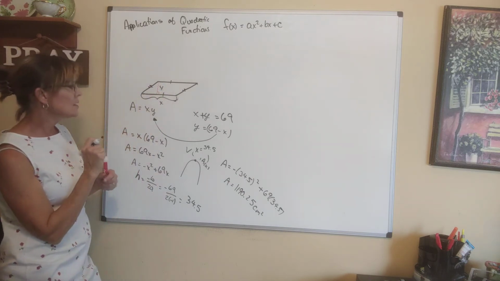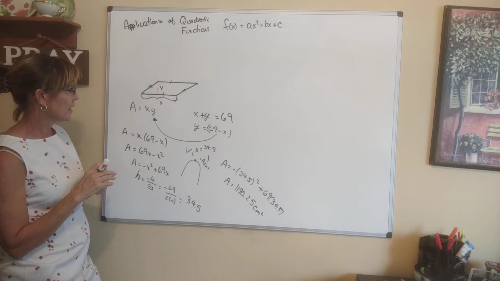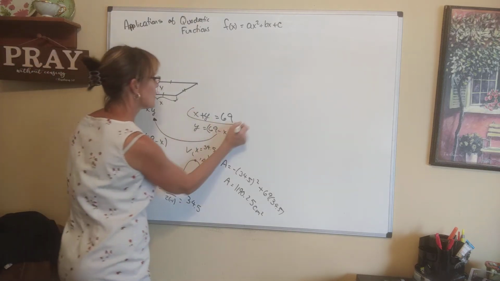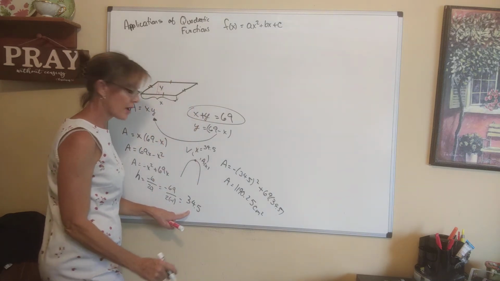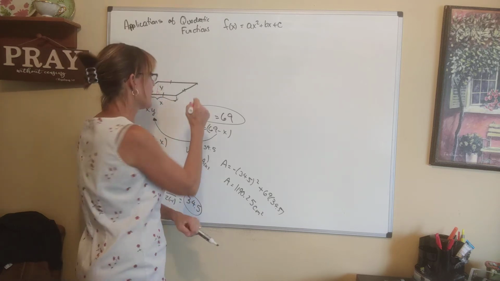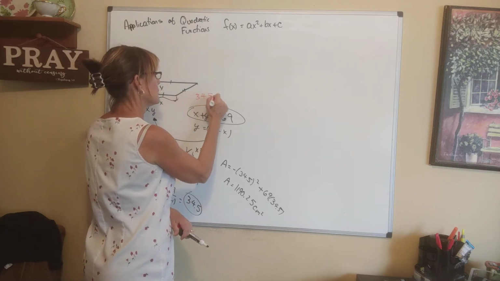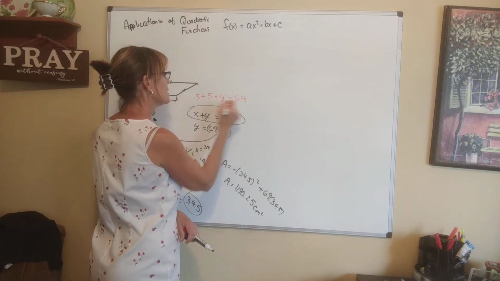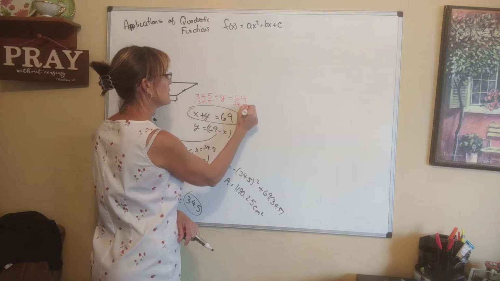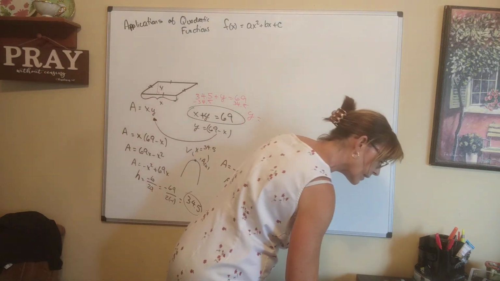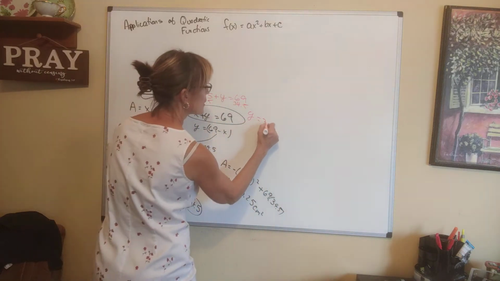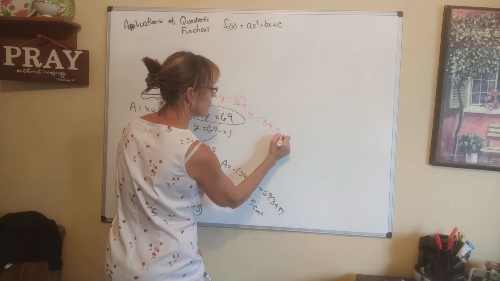Okay, so let's figure that out. What would Y have to be? Well, here's a formula that relates X and Y, and we know what X is, 34.5. So let's just plug that in right there. We'll say 34.5 plus Y is 69. So we'll subtract 34.5 from both sides, and we'll get that Y is equal to 69 minus 34.5, which is 34.5 centimeters.